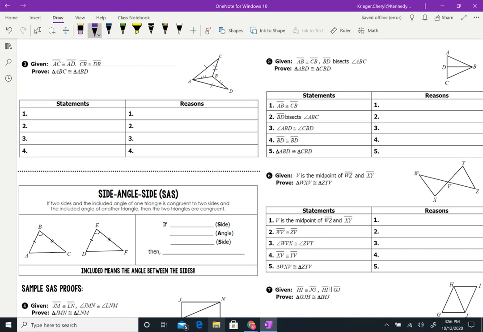Okay, so let's start with the first one. We always start with what's given. So AC is congruent to AD. It's given. And yes, I am supposed to be putting these lines over it, but we get kind of lazy in geometry. So up to you. I won't mark you wrong on a test if you just drop some symbols, even though I should. CB is congruent to DB. Also given.